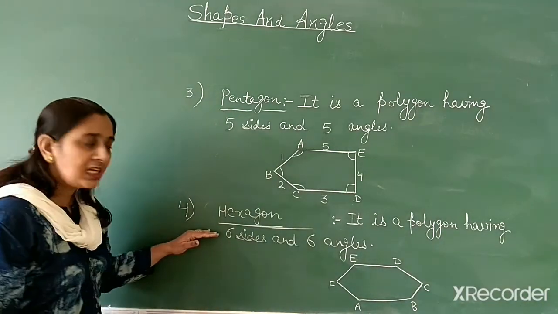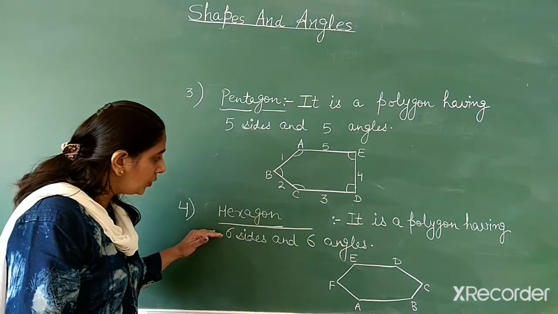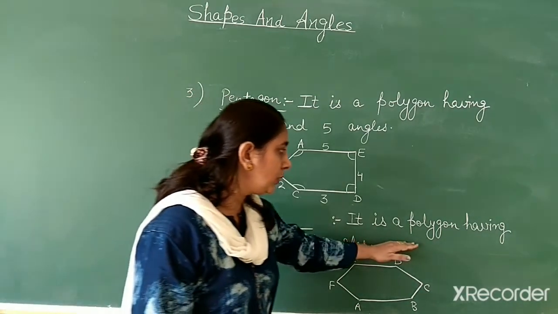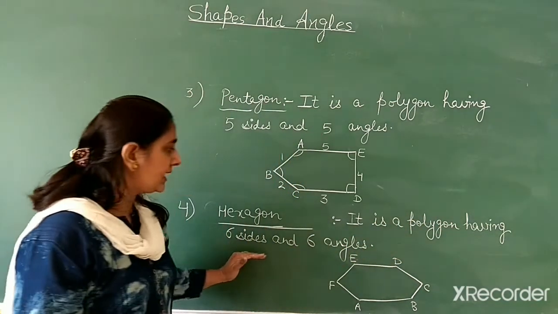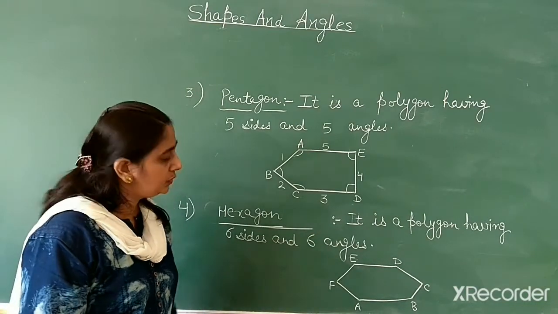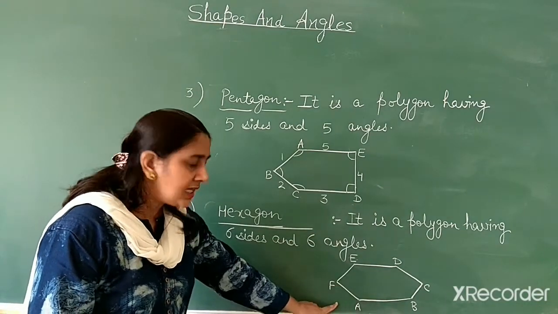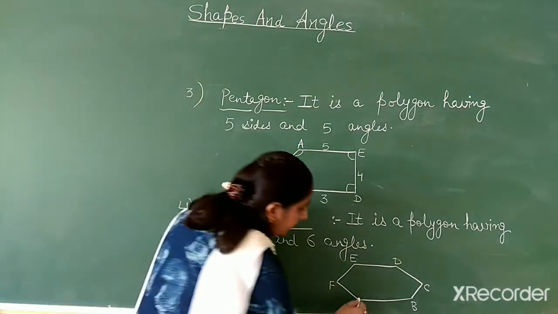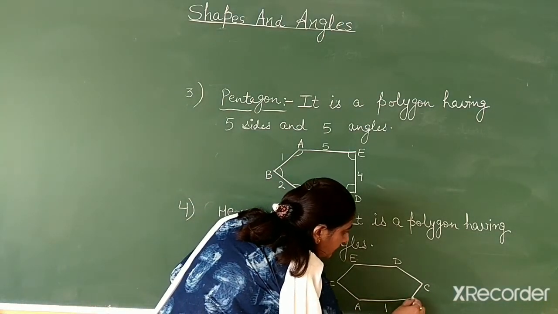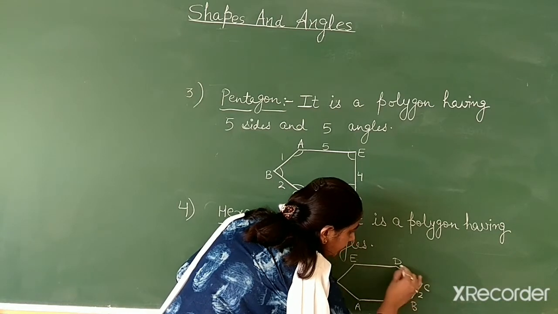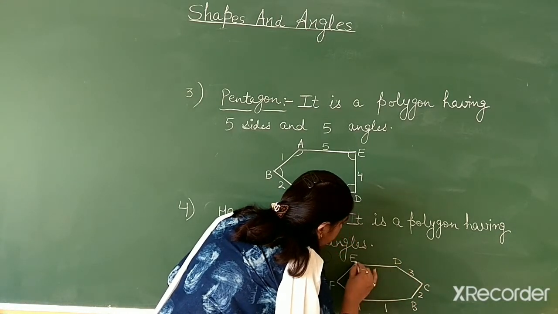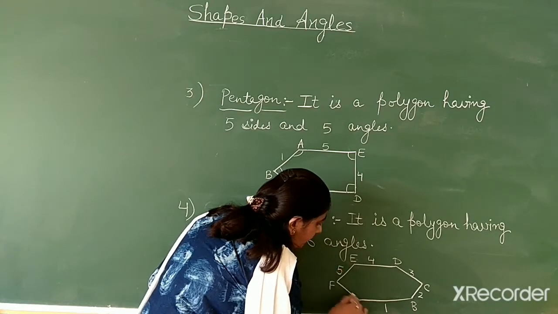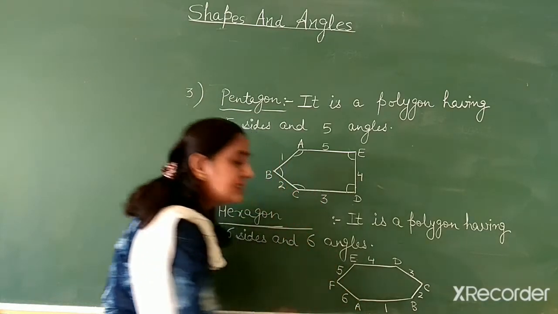Now, the next type of polygon is hexagon. Hex means 6. So, hexagon is a polygon which is having 6 sides and 6 angles. Now, here you will see, this is a hexagon. Now, we will mark sides and angles in this. AB is the first side, BC is the second side, CD is the third side, DE is the fourth side, EF is the fifth side, FA is the sixth side.